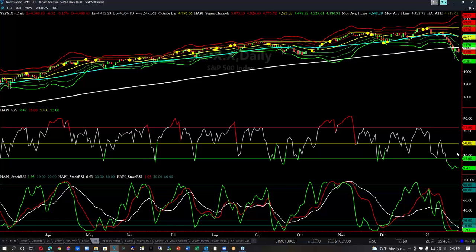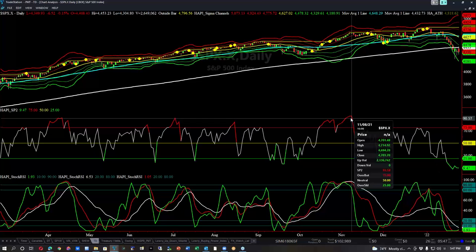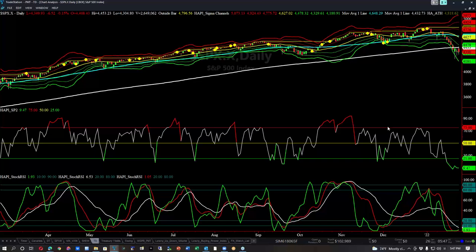Now, will it snap back? If it does, we're really going, because this is very sensitive at the extremes. Look at what it went up there. This was 93.5. And that's rare too. You don't see that much.